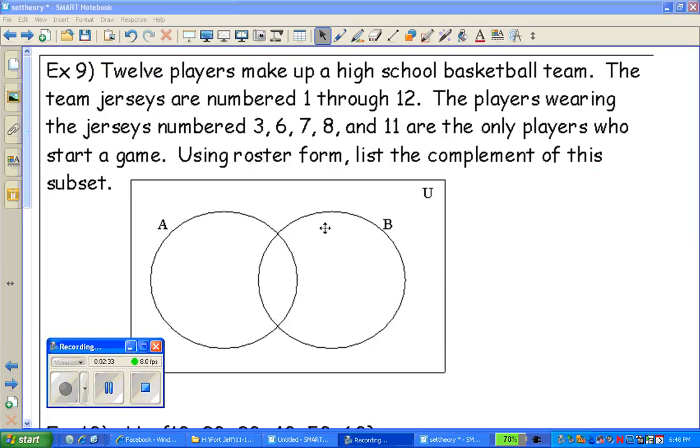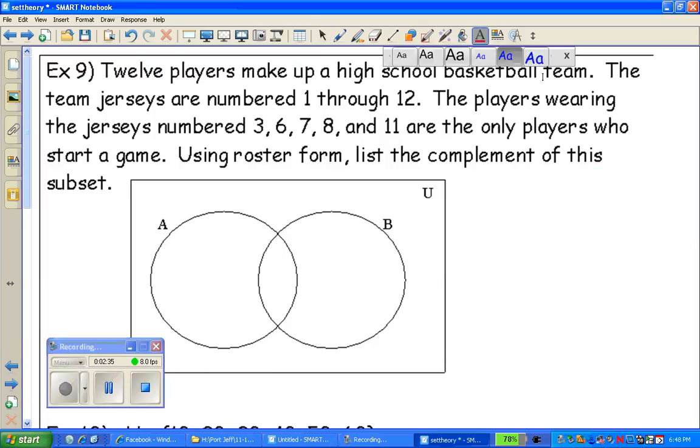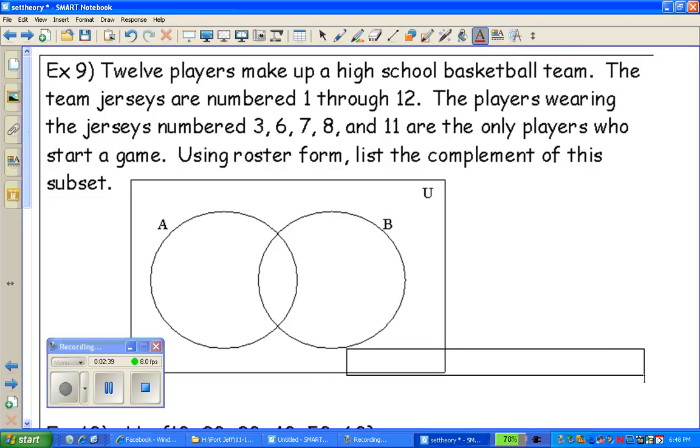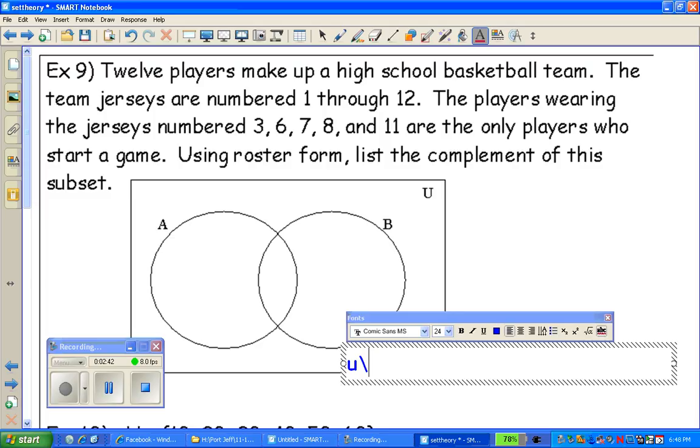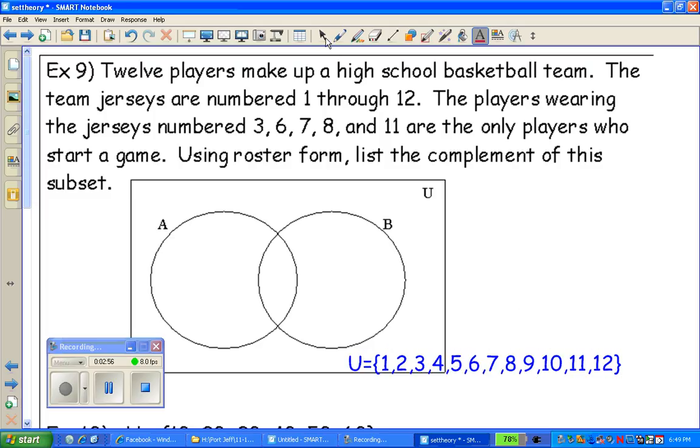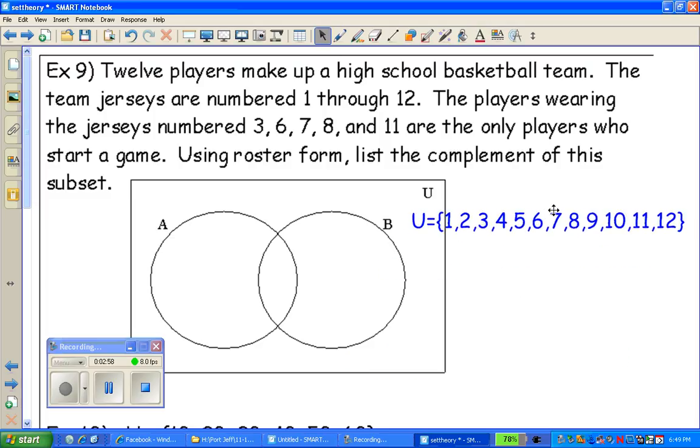Now, you can use a Venn diagram if you want for a problem like this. I actually prefer to list out the universal set, so that's what I'm going to do right now. I'm going to write a capital U for universal set, since those are the elements that we're considering, and it's going to be the digits 1 through 12. How do I know that? Well, they tell me that the jerseys for the team are numbered 1 through 12. So those are the only jerseys we can consider.